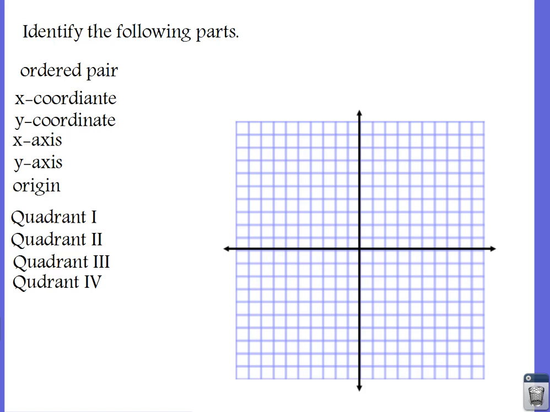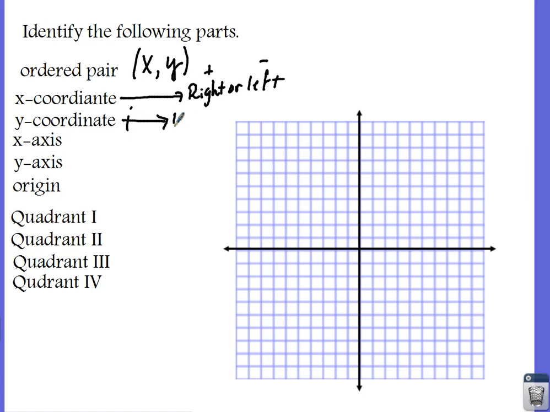Now, before we start, an ordered pair, remember, consists of an x-coordinate and a y-coordinate. And when you're graphing those, the x-coordinate, the first number, tells you to go right or left. Remember, if it's right, it's going to be positive. If it's left, that means the number is negative. The y-coordinate tells you to go up or down. If it's up, it's positive. If it's negative, it goes down.